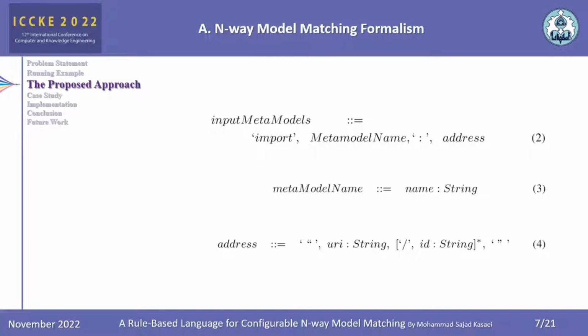Okay, so Rule 2 shows how we can define our input meta-models. For defining input meta-models, we should use the import keyword, the meta-model name, which is a string, colon symbol, and finally the address of the input metamodels comes. Rule 3 and 4 demonstrate how we can define our metamodel name and the address of input metamodels.